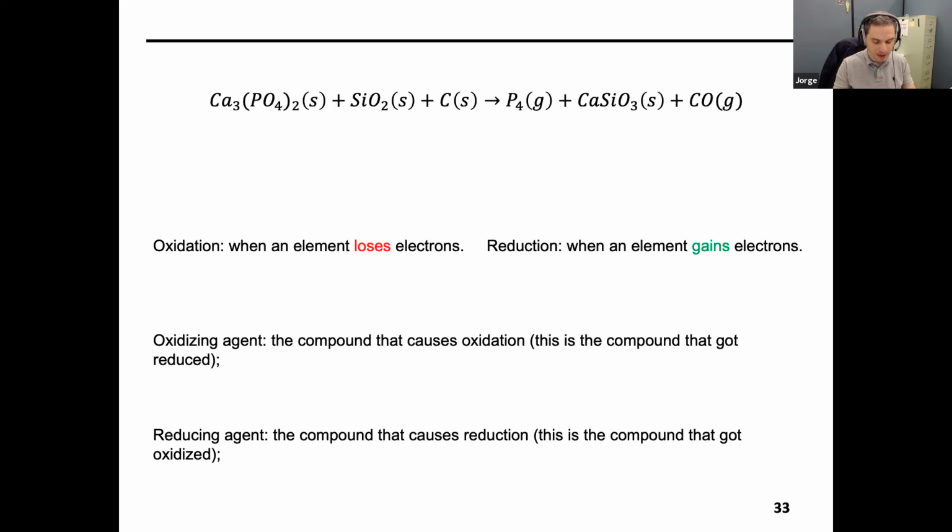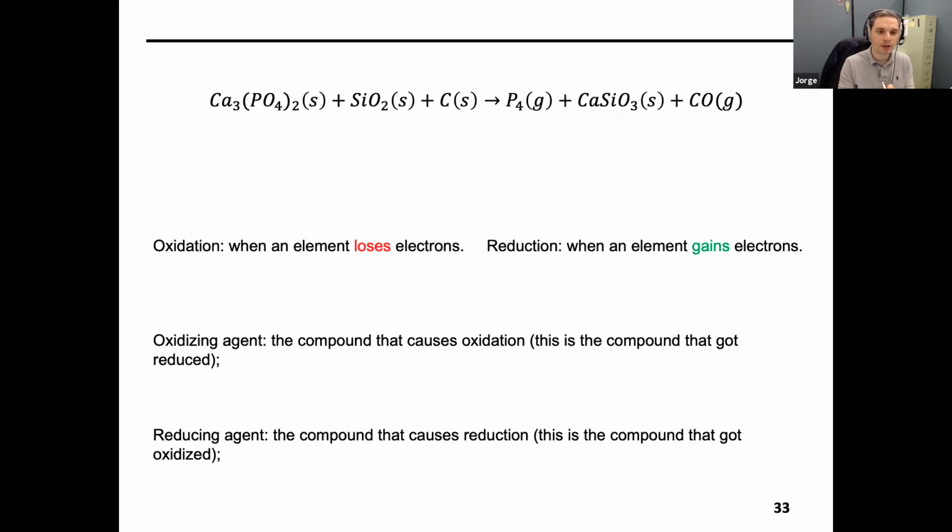So let's see here as an example this reaction that I'm showing here. So the goal is to balance the reaction, but not using trial and error, but the variation or change in the oxidation numbers. For this reaction, we have calcium phosphate reacting with silicon dioxide and carbon. And the products are going to be P4, which is phosphorus, calcium silicate, and carbon monoxide.